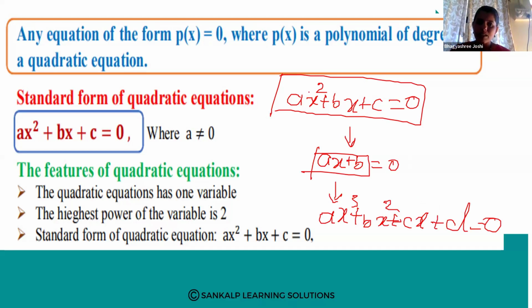So here, standard form of quadratic equation, ax square plus bx plus c equal to 0, where a is not equal to 0. If a becomes 0, what will happen? What happens? 0 into x square is 0 only.